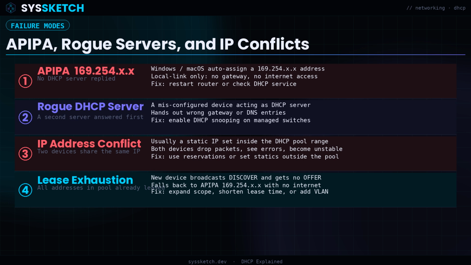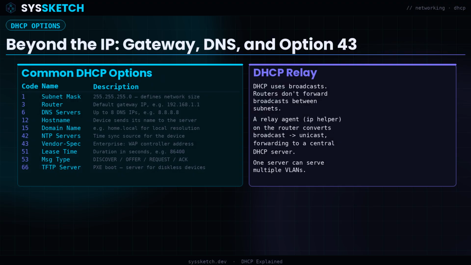The protocol includes a rich options system where each piece of configuration data has a numeric code. Option 1 is the subnet mask. Option 3 is the default gateway. Option 6 is the list of DNS servers. Option 12 carries the hostname. Option 42 specifies NTP servers for time synchronization.